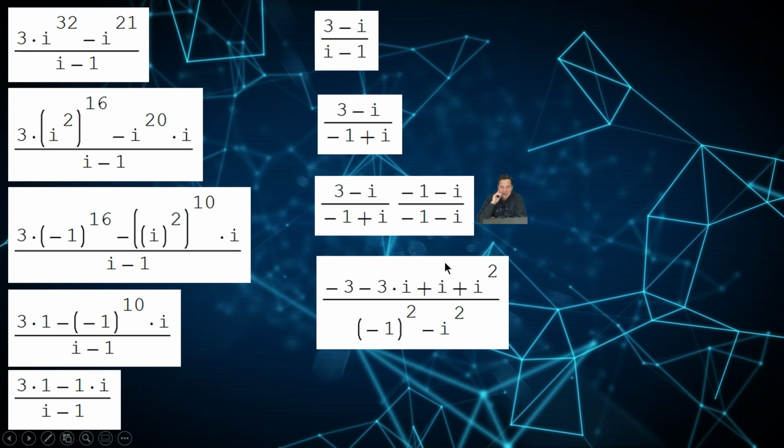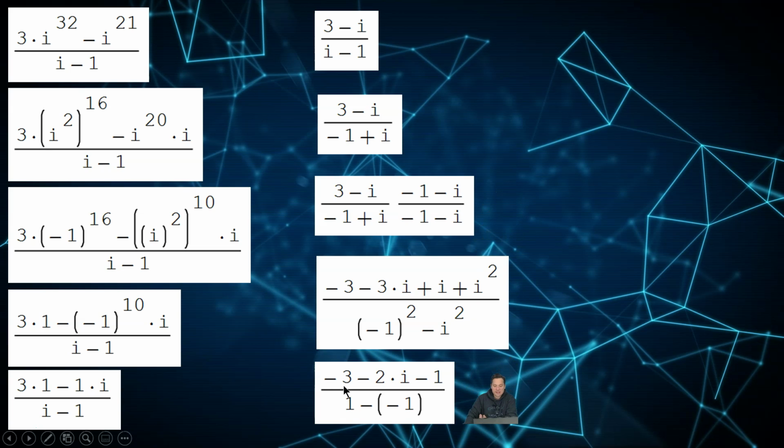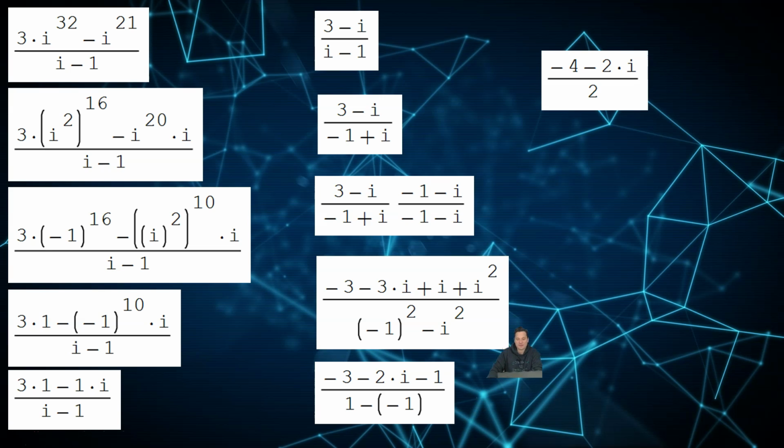Let's continue with the process. The next stage is going to look like this. On the top, the -3 stays, doesn't change, but -3i plus i will give you -2i, and of course the i squared right here will be replaced with -1 in that position. And at the bottom we have -1 squared, which is 1, and then we have the negative here, i squared, so the i squared will be replaced with -1. So you have 1 minus -1 for that reason. Let's go on to the next step and simplify.